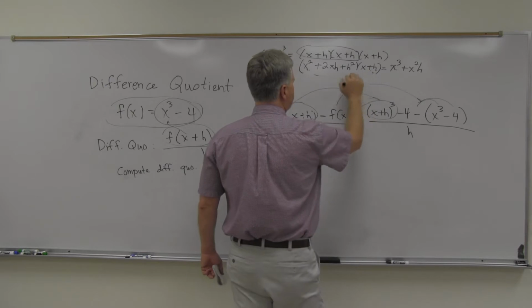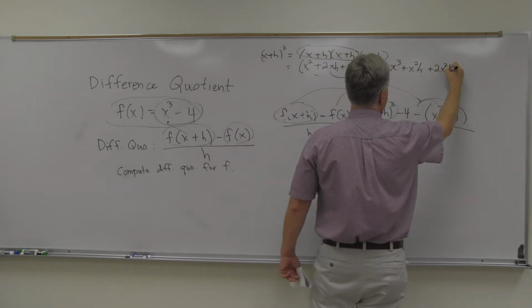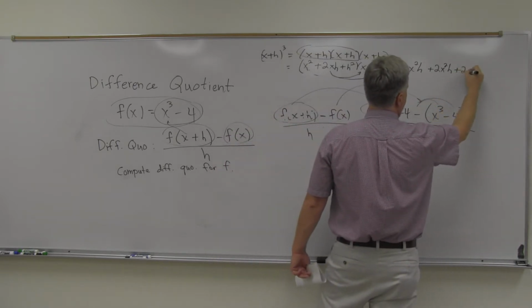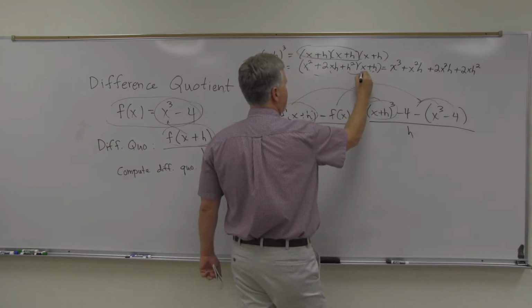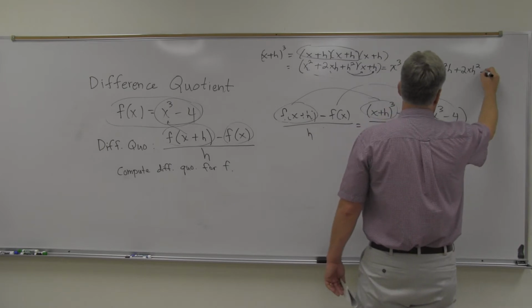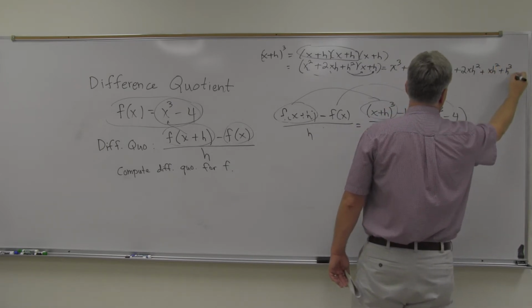Then we do the 2xh times x, so that would be 2x squared h. And then 2xh times h would be 2xh squared. And then last but not least, h squared times x is xh squared, plus h cubed.